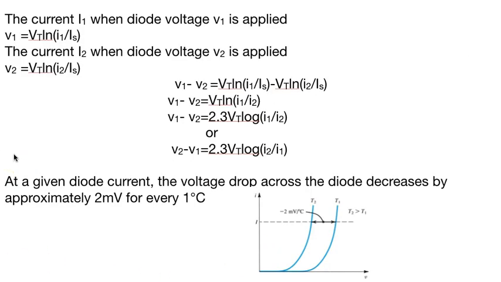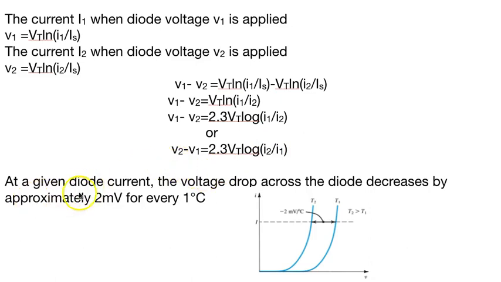Now, if we have two different diodes with two different diode currents and two different potentials, then we can calculate the difference between the two diode voltages, V2 minus V1, by this formula, which is 2.3 Vt log, not natural log, but log to the base 10, of I2 by I1.